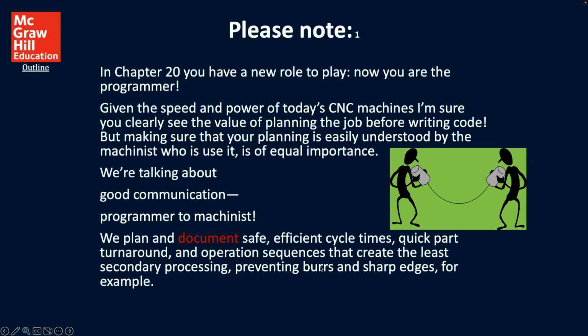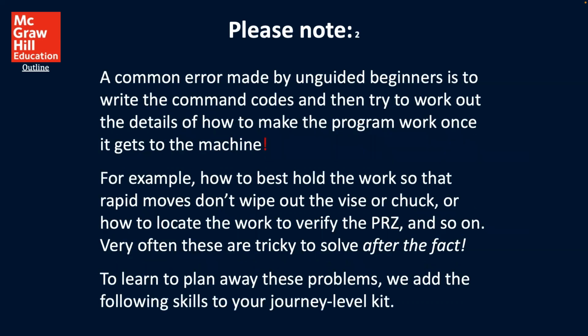And so we saw what that document would look like. You're having the code, you're having the documentation, all of that has to be clear. We plan and document safe, efficient cycle times, quick part turnaround, and operation sequences that create the least secondary process, preventing burrs and sharp edges, for example.